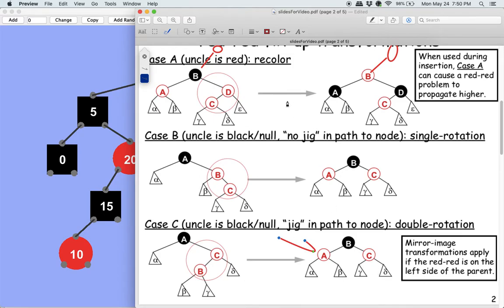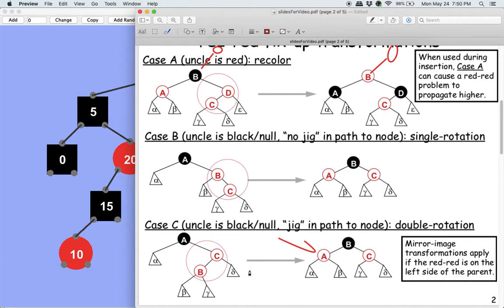And so we're actually not going to be using this one. We'll be using case A here and case C. Those will come up. Sometimes we'll need to do a red-red fix-up, basically, to eliminate a red-red as part of the transformation.